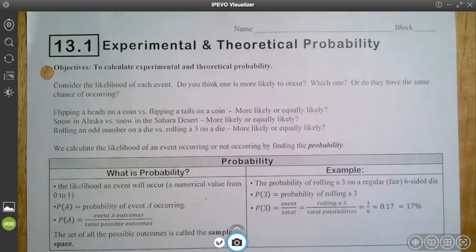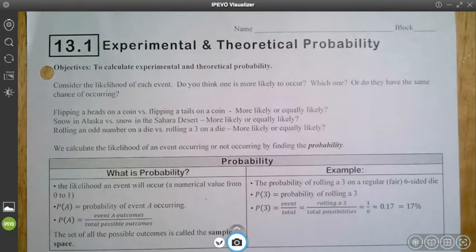This video will cover 13.1, 13.2, and 13.3, where we'll be talking about probability. So 13.1, we're talking about the difference between experimental and theoretical probability. And we did an activity during the first part of class today that you will need to refer to through these notes. I can't fill it in during the video because I don't have those numbers yet.